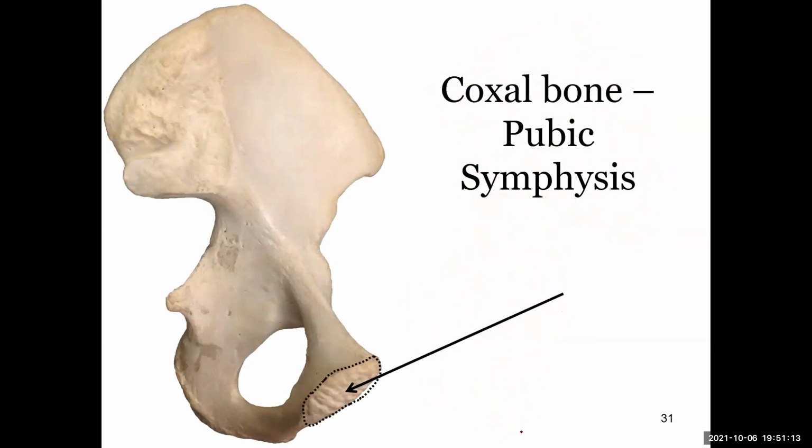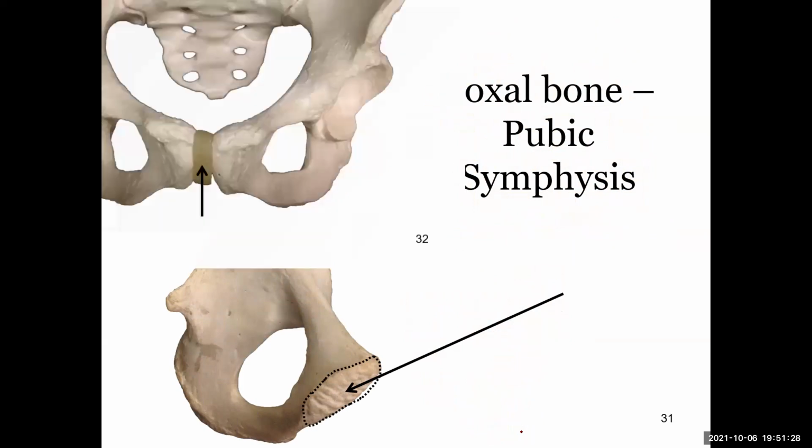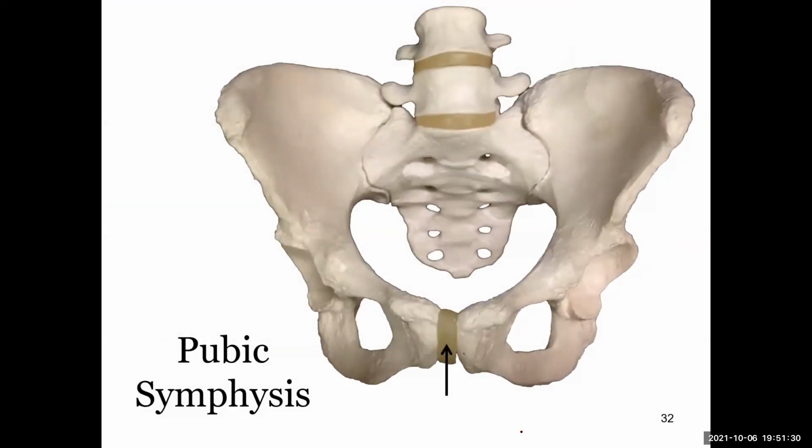And then you'll see here the pubic symphysis, or the symphyseal surface there. All right, the pubic symphysis makes up the articulation between the left and right os coxa. Let me show you. All right, there. That's the pubic symphysis. Specifically, that arrow is pointing to that fibrocartilaginous disc. And that's where your left and right os coxa articulate with one another.